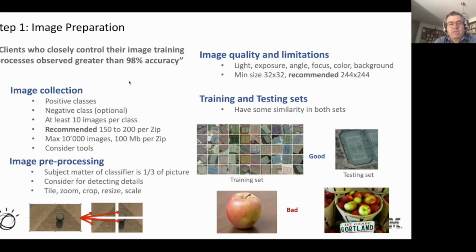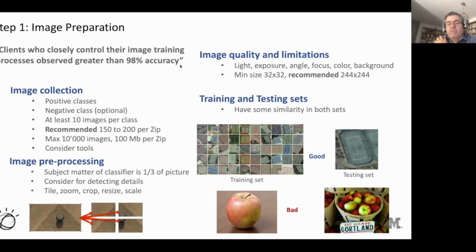And that's the most important sentence here in this line. Clients who closely control their image training processes observe greater than 98% accuracy. So you are creating a pattern, and of course that pattern needs to be rather close to the images that you want to analyze.